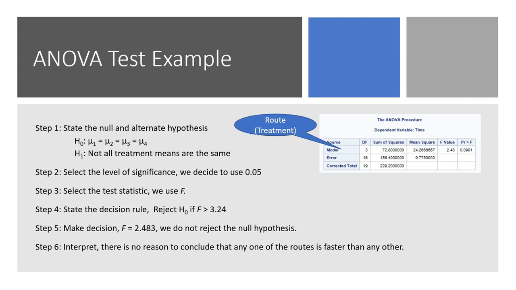So we have 4 routes, so our number of numerator degrees of freedom is k minus 1, so 4 minus 1 is 3. And there are 20 observations, so the degrees of freedom for the denominator is n minus k, so 20 minus 4 equals 16. So if I use 3 degrees of freedom in my numerator, 16 degrees of freedom in my denominator, and I go to my F distribution table at the 0.05 significance level, I find that the critical value of my F is 3.24.